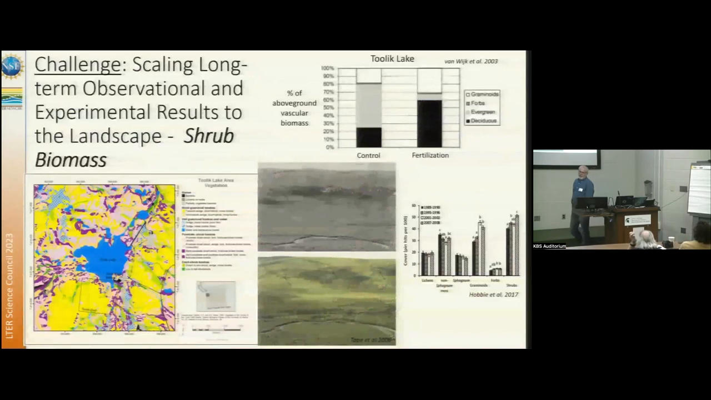When it comes to spatial scaling, we have the same challenge I think many of you have, and that is how to take our observational and experimental results and scale them to the landscape and the region. So the story I want to show today deals with scaling our most consistent terrestrial result, and that is when we fertilize or warm tundra plots, we see a big shift towards woody shrubs. This shift is seen in the fertilization results there at the top, but it's also seen in our control plots through time in this smaller graph here. And regionally across the Arctic, scientists are reporting increases in shrub biomass.